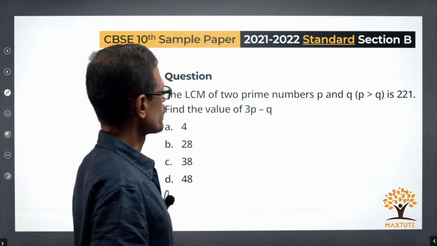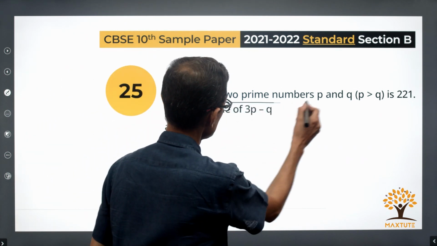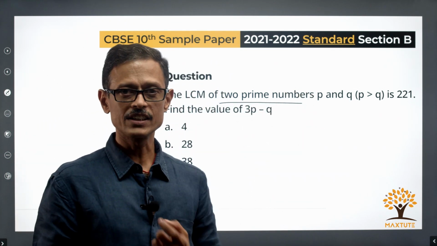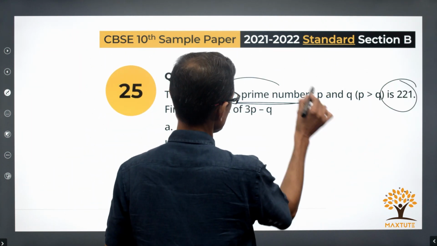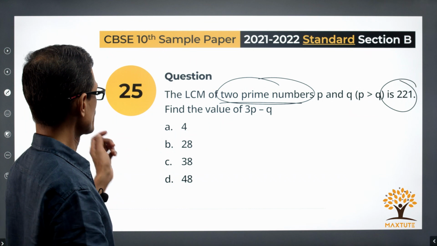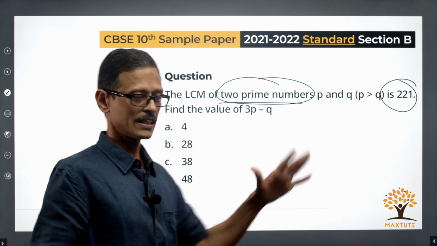The LCM of two prime numbers p and q, where p is greater than q, is said to be 221. This is very, very important. We will see where it is going to come into use. Find the value of 3p minus q. We will come to that in a while, right?